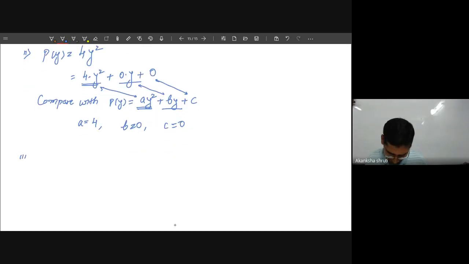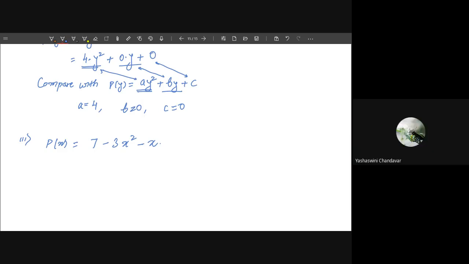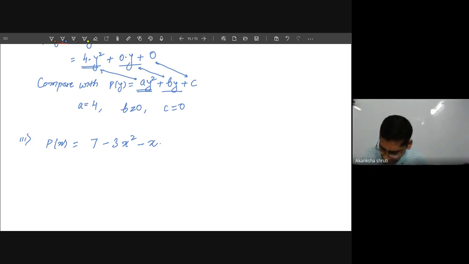Students, you please tell me for this third one. Let me write by myself. p of x is equal to 7 minus 3x square minus of x. Yes, students, tell me a, b, c here. Minus 3x square, what is a? What is b? What is c? That you have to tell finally.